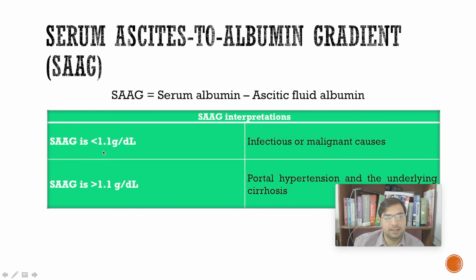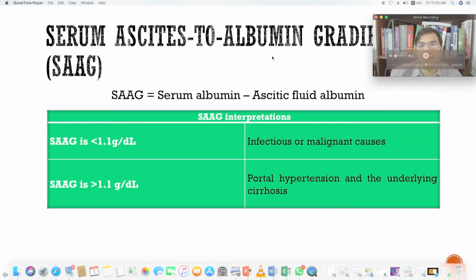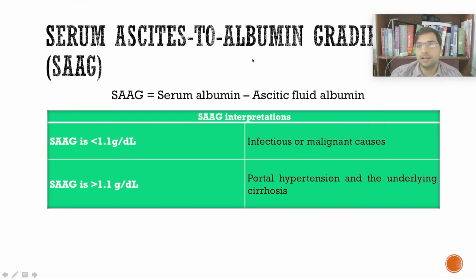If the SAAG level is less than 1.1 gram per deciliter, then the causes are infectious or malignancies. That is, the ascitic fluid is an exudate. And when SAAG is greater than 1.1, then the serum albumin is more than the ascitic albumin, right? If the SAAG score is more than 1.1, then the cause is portal hypertension. So the SAAG score is more accurate and more recent than transudates and exudates. The SAAG score or transudates and exudates help us find the cause of ascites, because whenever a person walks into the clinic with ascites, we have to find out the cause.